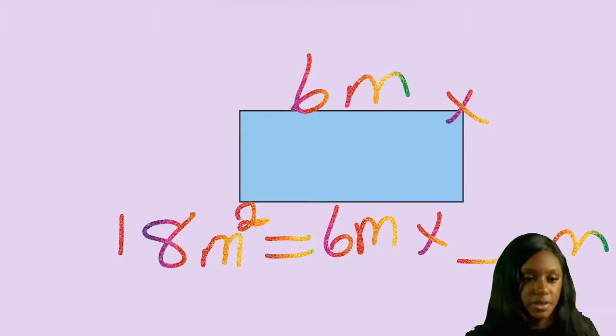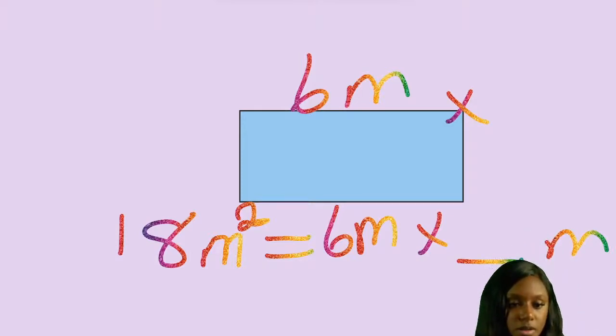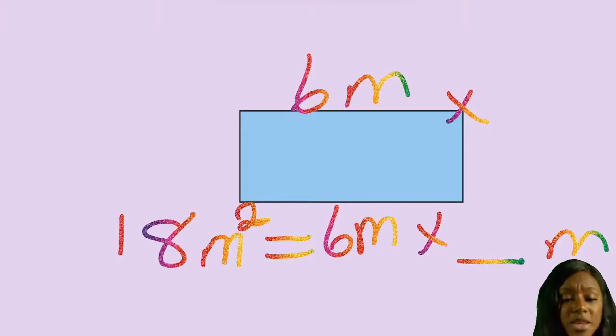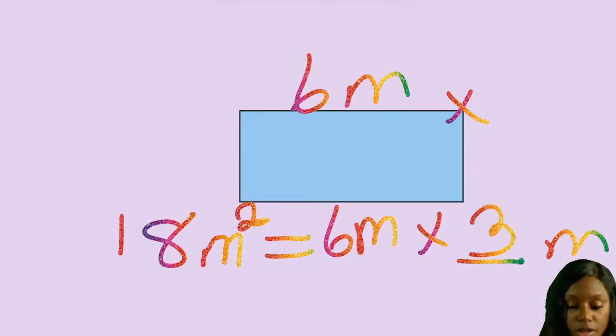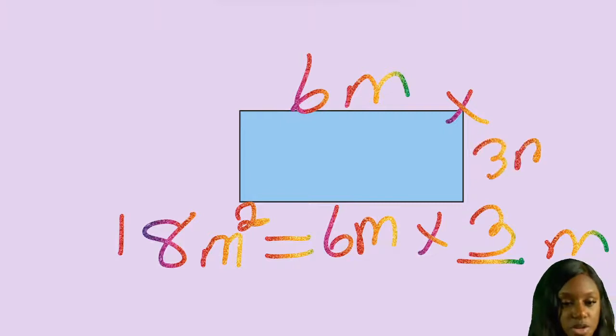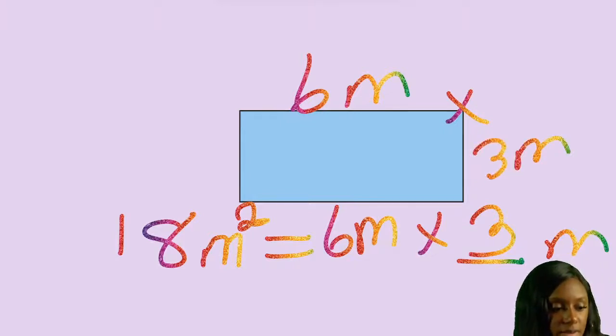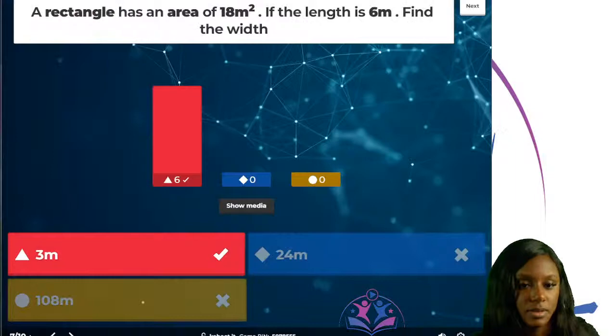Okay, how many meters do we multiply 6 meters by to get an area of 18 meters? And that would be 3. Because 6 times 3, that's 18. So this means that the width was 3 meters. Excellent.